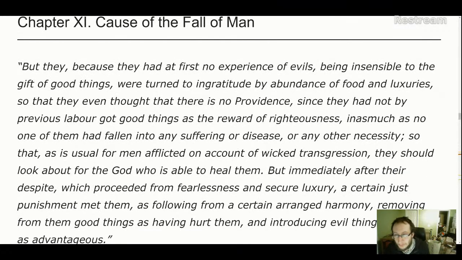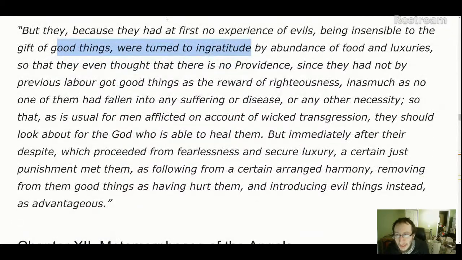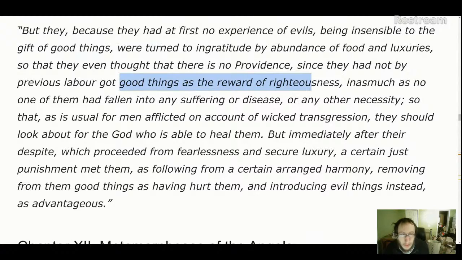Because they had at first no experience of evils, being insensible to the gift of good things, they were turned to ingratitude by abundance of food and luxuries, so that they even thought that there is no providence, since they had not by previous labor got good things as the reward of righteousness.